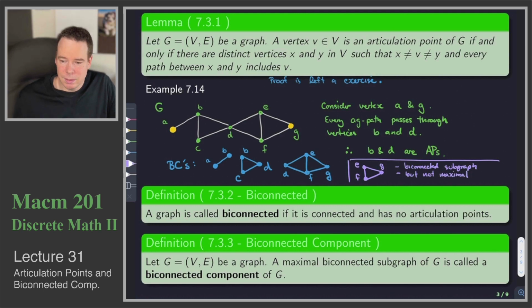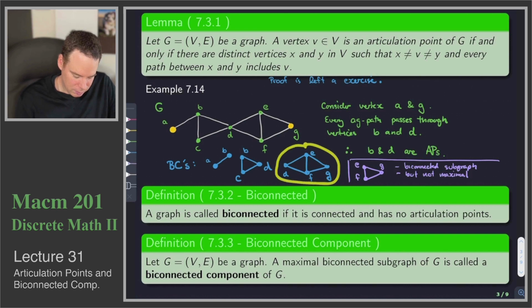I can extend it to a larger subgraph, which is still biconnected. Namely, I could extend it like this. That would still be biconnected. So it's not maximal, and therefore it is not a biconnected component.